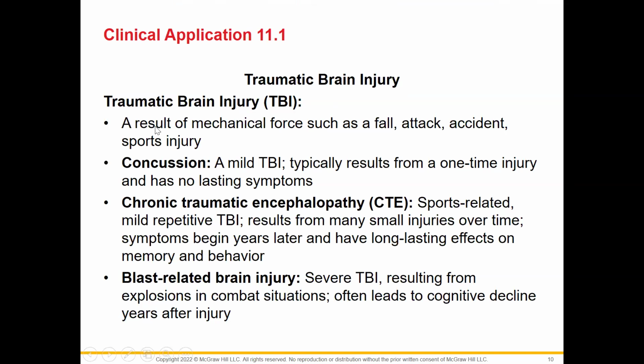So the first type of TBI is a concussion. Concussion is a mild TBI. It typically results from a one-time injury and usually has no lasting symptoms. So when a person develops a concussion, whether they are falling from some height, in a motor vehicle accident, or because of a sports injury, it's a one-time thing that usually doesn't have lasting symptoms.